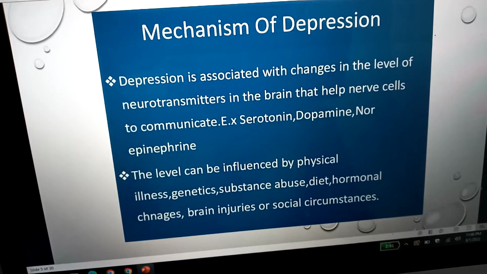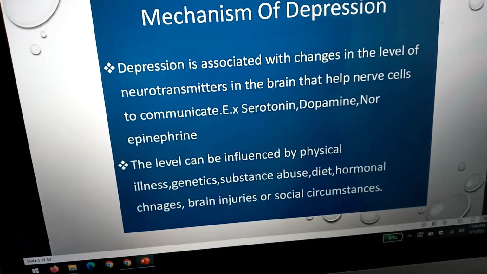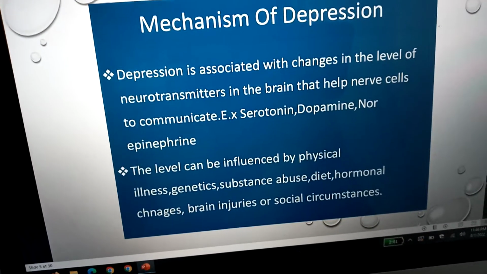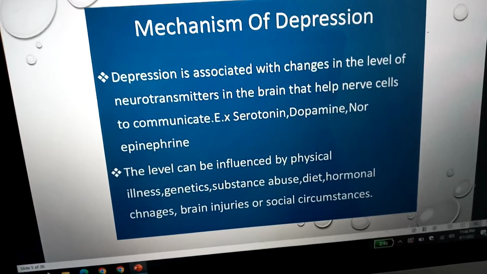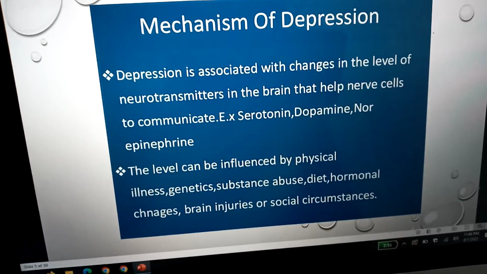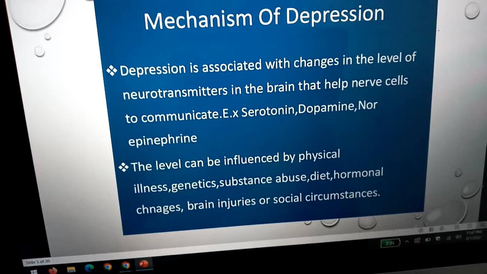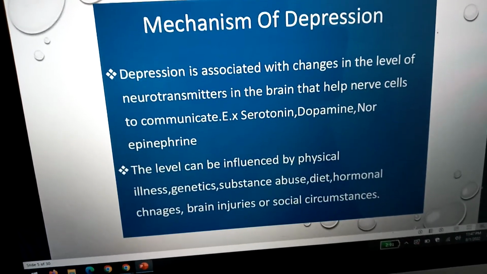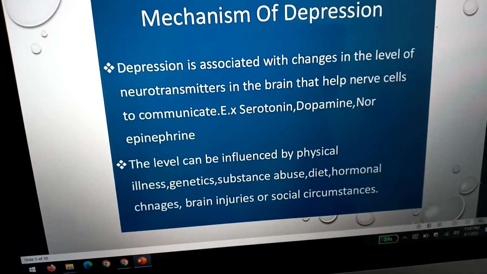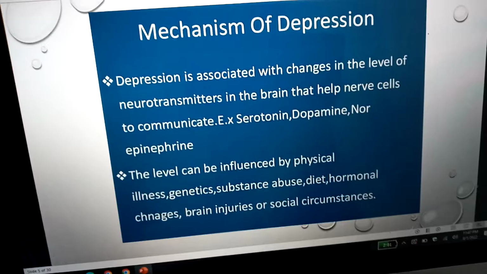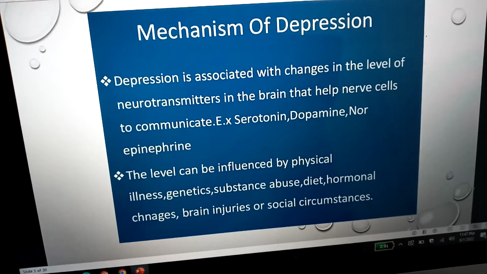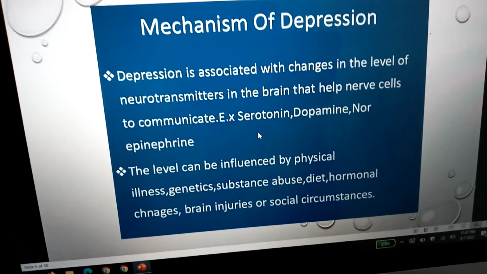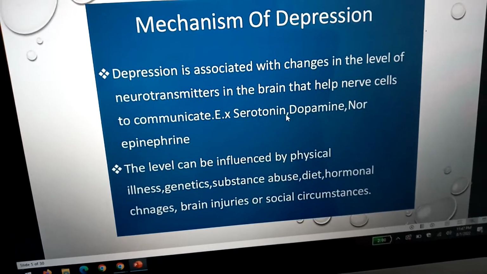The main mechanism behind depression is associated with changes in the level of neurotransmitters in the brain of the patient that help the nerve cells to communicate with one another. The main neurotransmitters which are released and which block the depressed state are serotonin, dopamine, and norepinephrine. The level can be influenced by physical illness, genetics, substance abuse, diet, hormonal changes, brain injuries, or social circumstances. So, when there is a deficiency of serotonin, dopamine, and norepinephrine, the patient may be feeling a depressed state.